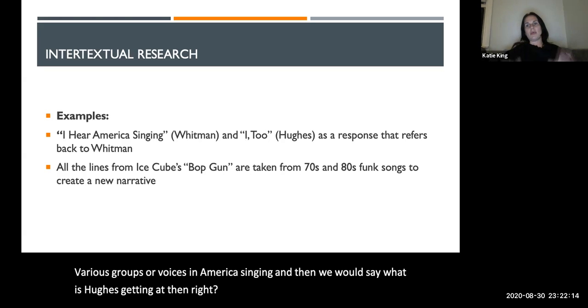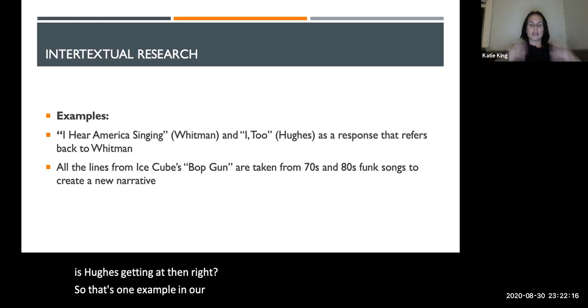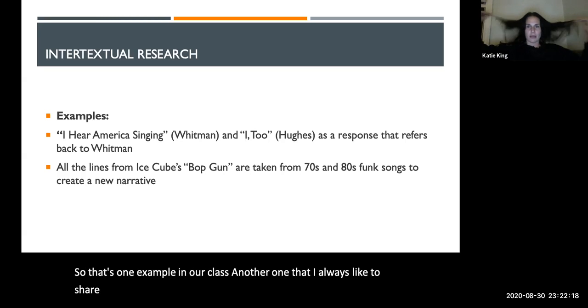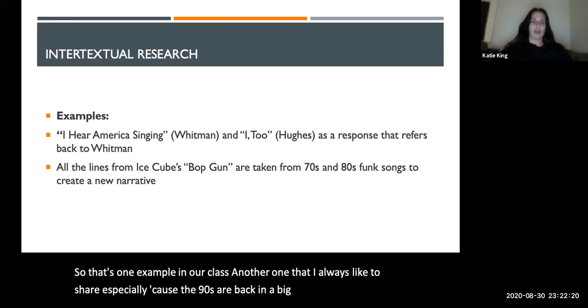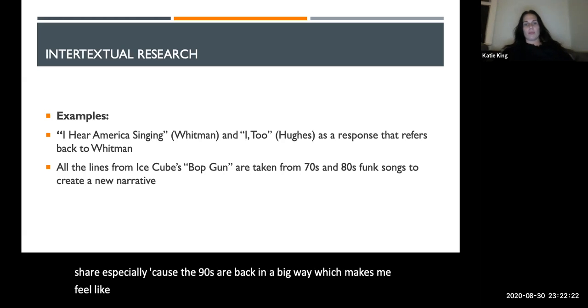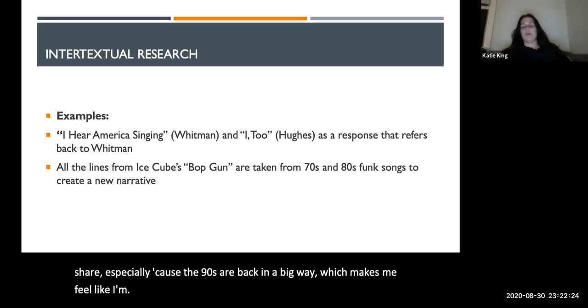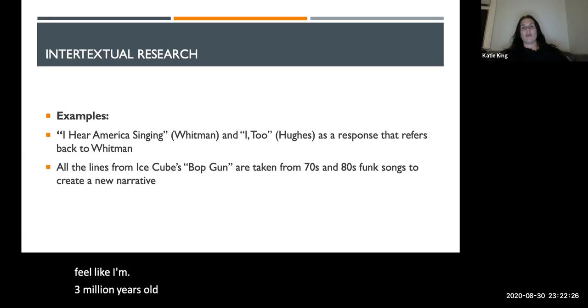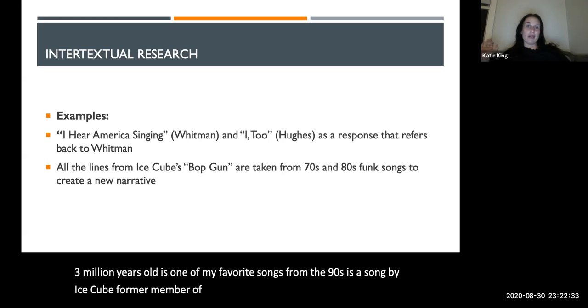So that's one example in our class. Another one that I always like to share, especially because the 90s are back in a big way, which makes me feel like I'm 3 million years old, is one of my favorite songs from the 90s, a song by Ice Cube, a former member of NWA. And the song is called Bop Gun.